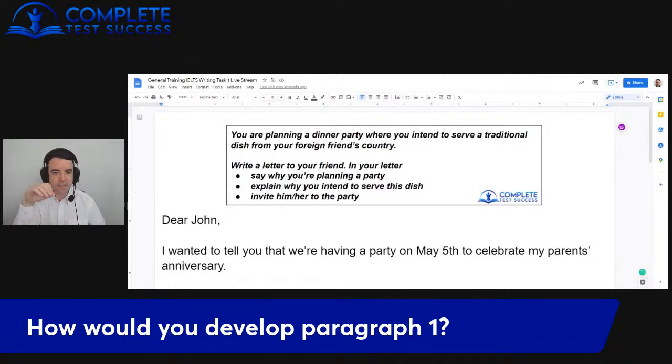So you have to stay talking about this party. You can't go about why you're planning the party. You cannot go off topic. So you have to say something extra, whatever it is. Give more details about the anniversary, give more details about the party, whatever it is, but stay focused on that topic. So that's what I want you to do now. Say how you would develop paragraph 1.